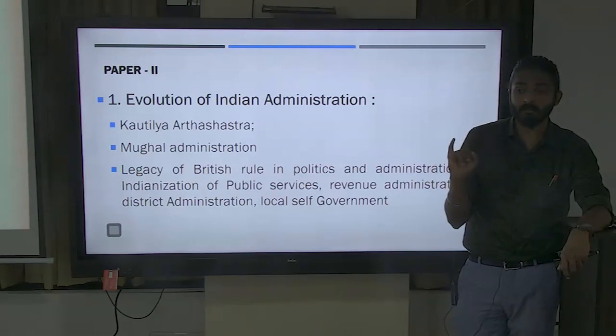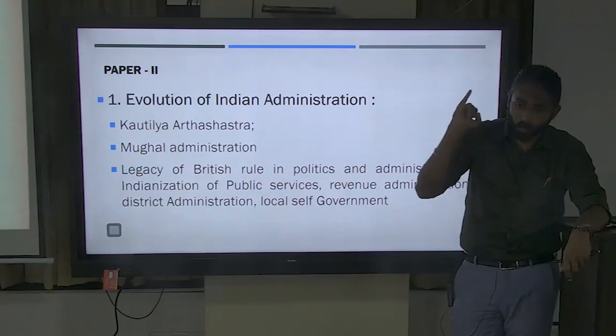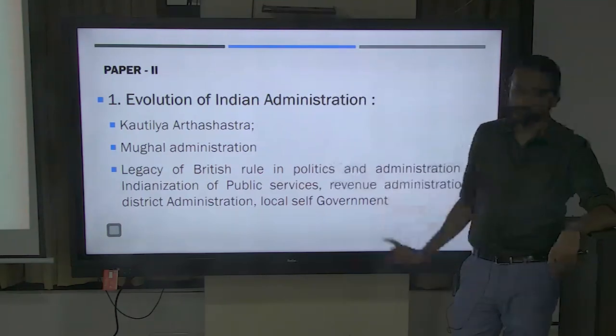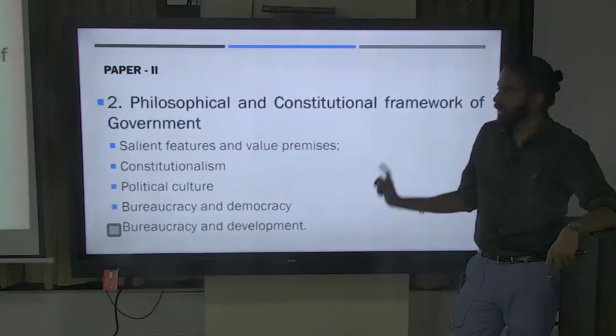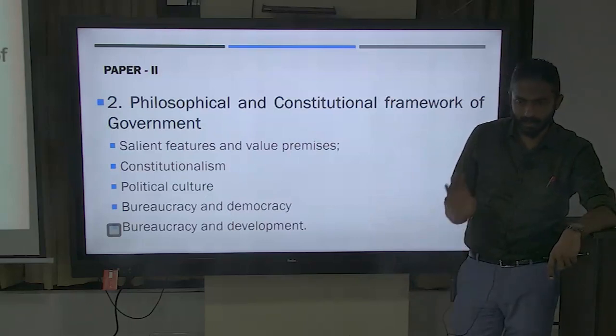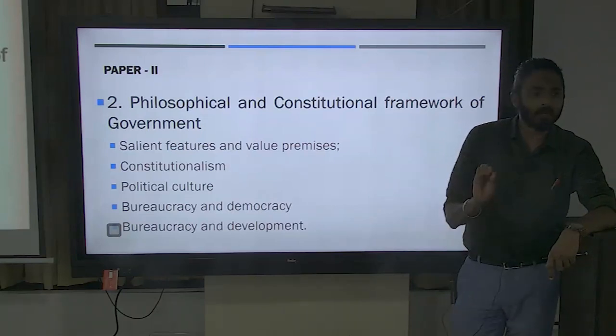Kautilya was the minister of Chandragupta Maurya. So Mauryan administration, Kautilya, Mughal administration and British administration. Three things. Second chapter is called Philosophy of Indian Constitution. Again, paper 2, we will start with paper 2, in the sense GS2, Polity. We will start with Constitution.